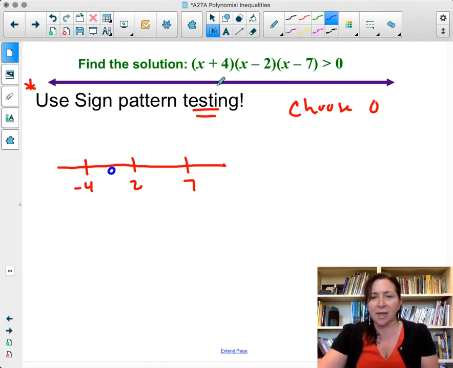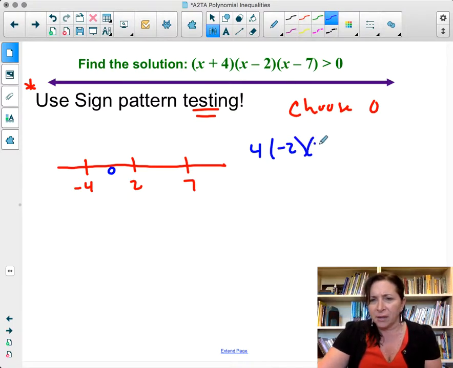Okay, let's plug that into our equation. So if I plug 0 in, I'm going to get 0 plus 4, which is 4. 0 minus 2 is -2. 0 minus 7 is -7.